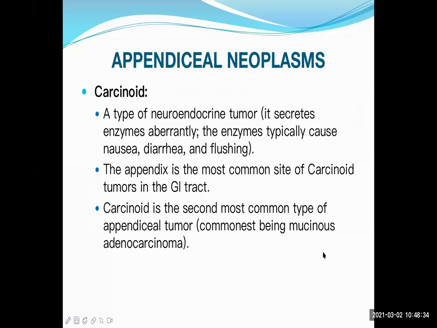Now I am towards the end of this important topic called appendix. At the end, I have also included some of the neoplasms which occur in the appendix. And one of the commonest types of neoplasm or tumor which develops in the appendix is called carcinoid. Okay, carcinoid. You have already heard this term before. This carcinoid is a type of neuroendocrine tumor. It secretes enzymes and hormones.